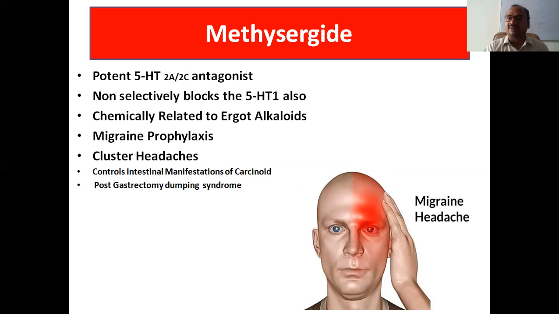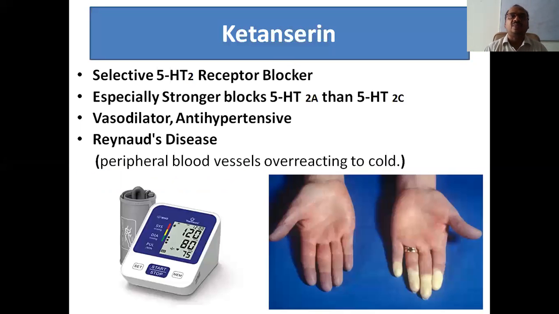Red color I gave here. Previously I gave orange color. Next, blue color. Ketanserin. This is a selective 5-HT receptor blocker, especially very strongly blocks the 5-HT2A subclass more than the 2C.